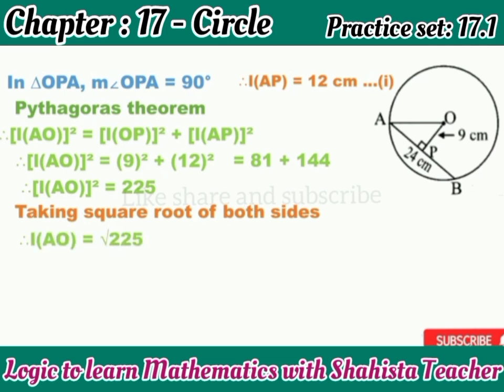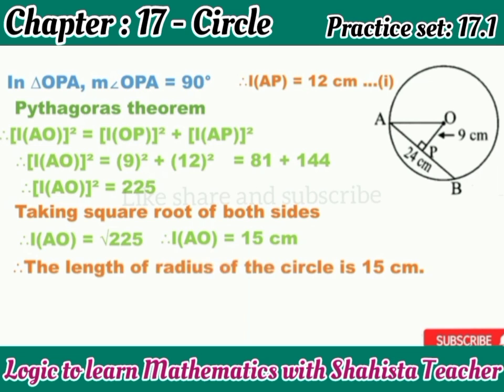Root of 225 is 15. So AO is equal to 15 centimeter. Now here we will write radius of the circle, length of AO is equal to 15 centimeter. Finally, we have to write the statement. It is very important to write the statement. Okay, final statement is very important. So the length of the radius of the circle is 15 centimeter. Is that clear, my dear students? So in this way, we have completed sum number 3.